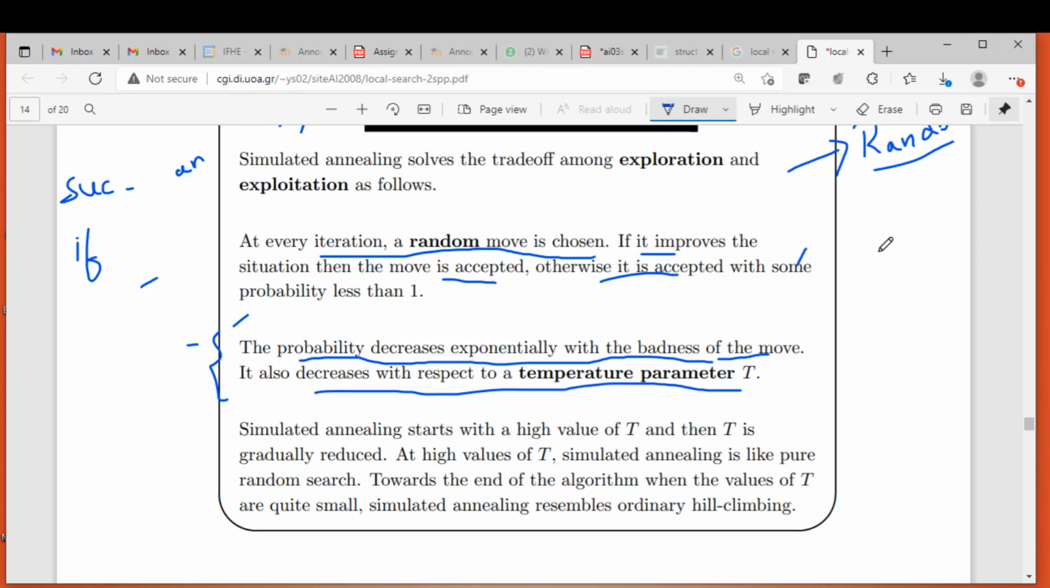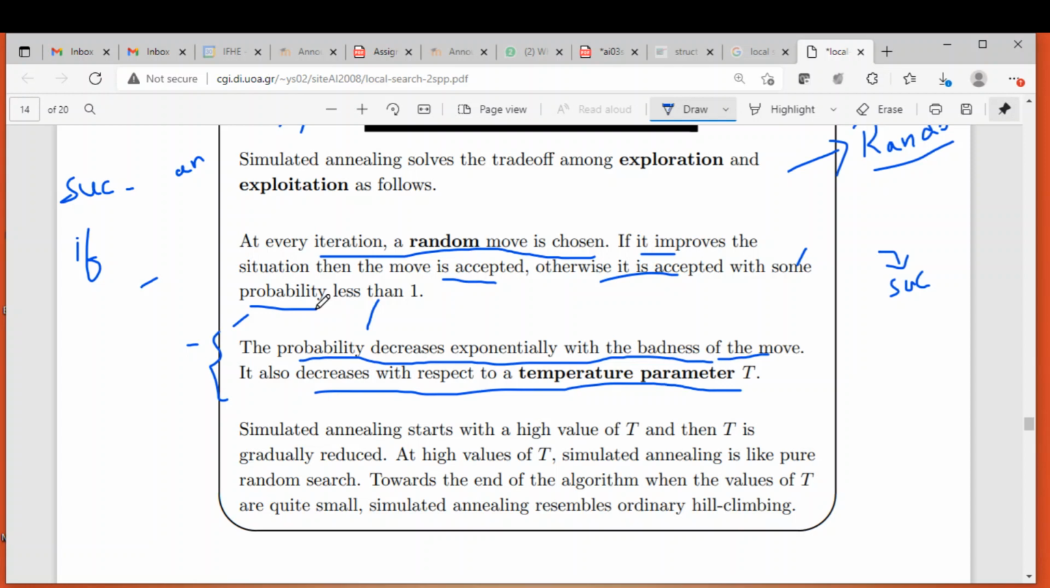badness means you are selecting a successor and that successor is not better than the current state, then it means it's a bad successor. So that move is not a great move, it is a bad move. Okay, so if more bad moves happen consecutively, then the probability will decrease exponentially. That's what it says. The probability decreases exponentially with the badness of the move, and also it decreases with respect to the temperature. So there are two things which control this probability. One is the badness of the move and the other one is the temperature.